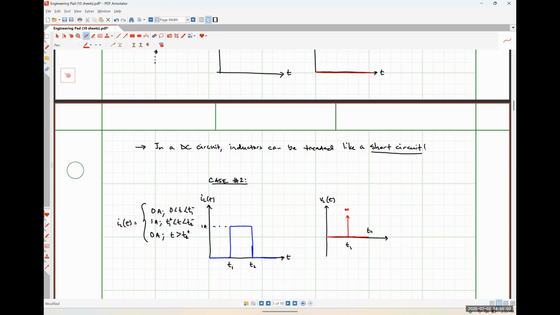And then at T2, our slope is negative infinity because our rise is negative 1 amp divided by that 0 seconds. So now we're going to have a negative impulse, and then it's instantly going to jump back up to 0 and stay 0 because our current is once again constant. So does anybody see a problem with this? How can you have infinite voltage? That is indeed the problem.